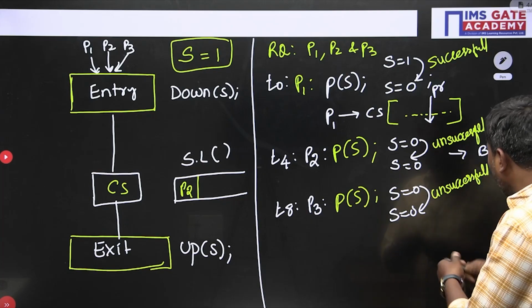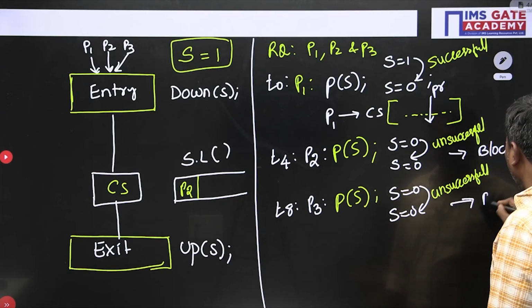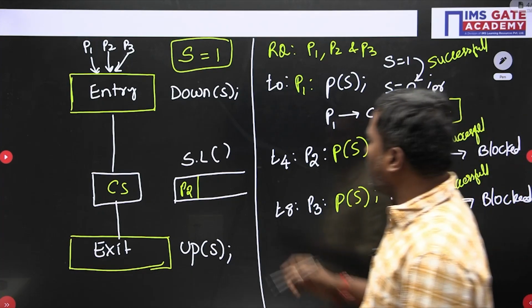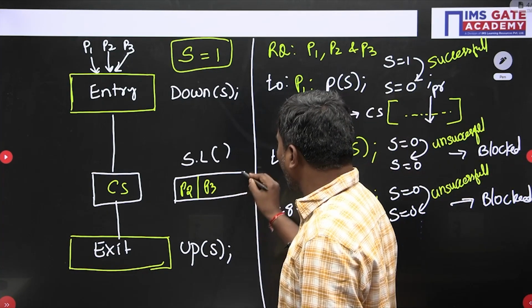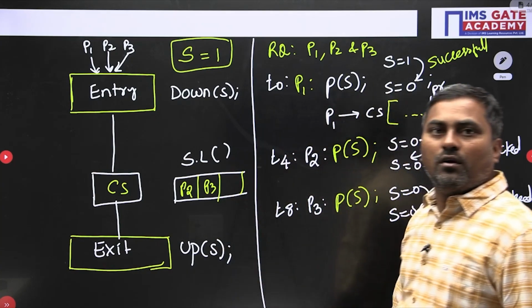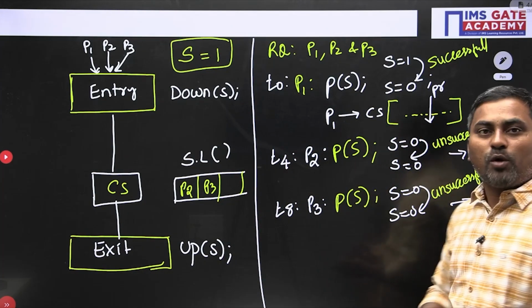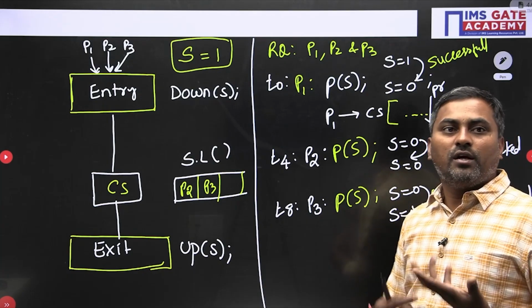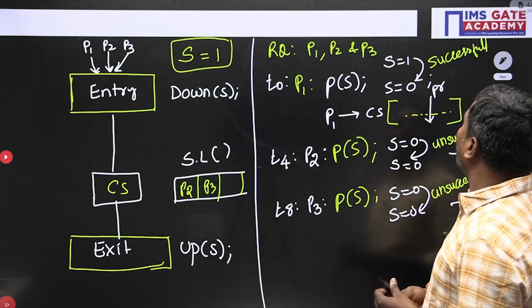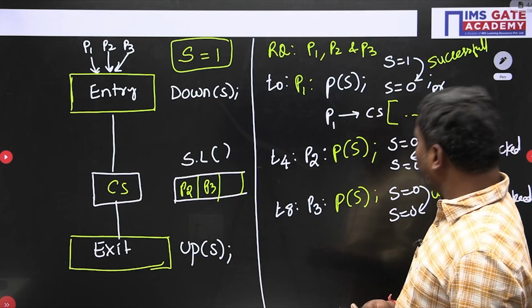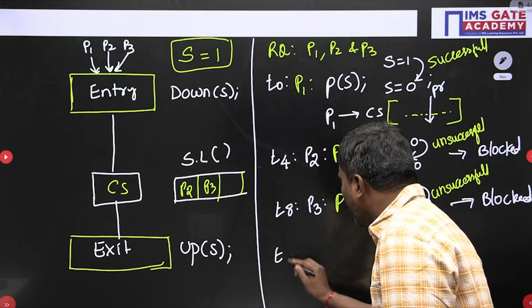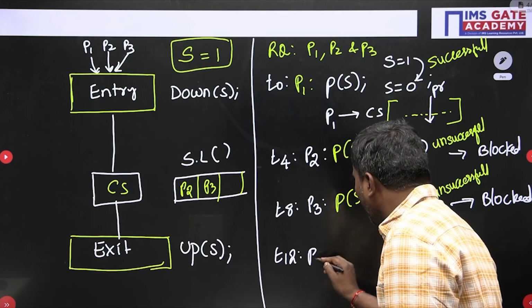Unsuccessful operation results in what? We should block it. So now process P3 also got blocked, and the only reason is that P1 was in the critical section. Now we are ensuring the mutual exclusion here. So what is left in the ready queue? P1 only. After some time, let's say time T12, process P1 got a chance.